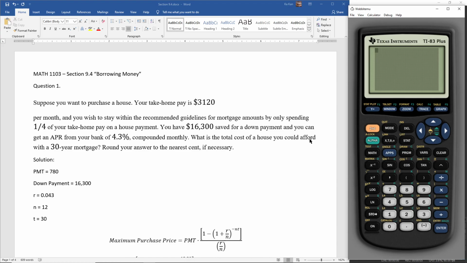So this is 1103, session 9.4, borrowing money. This session is very similar to the previous sessions where you just gotta find the right formula, get the right variables, and just type in the numbers, right? The difficulty is which formula do you use, and also when you type into the calculator, or maybe some of you guys using the phone, it is challenging because the numbers get a little bit bigger, so you just gotta be careful.